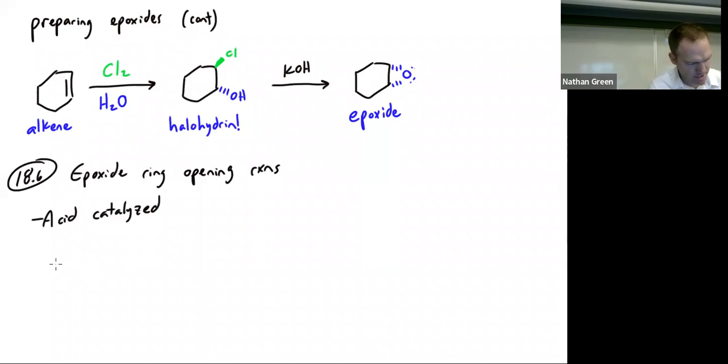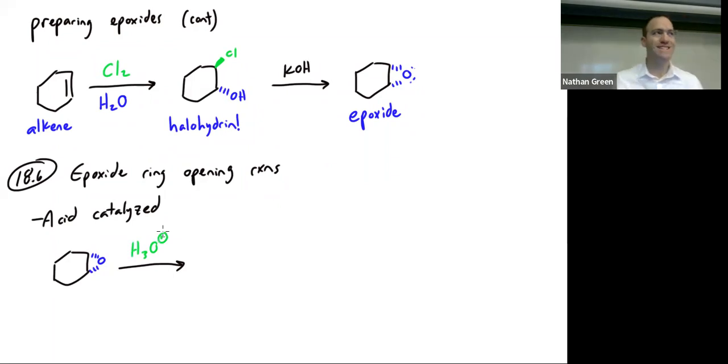All right, so the way this is going to work is we'll take our epoxide. We'll just use the one that we made up there. And we can open it up with something like H3O+. So I know this is under acidic catalysis because hydronium is acid. So this is acid and water. And what we're going to get from this is a what?